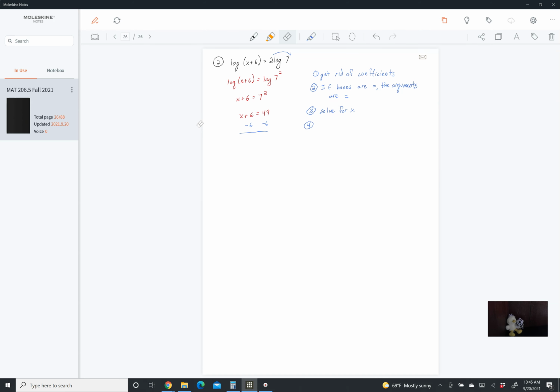So your last step is always going to be check for extraneous solutions. So we get that x is equal to 43. And 43 plus 6 is greater than 0. So this is not extraneous. We can box it.